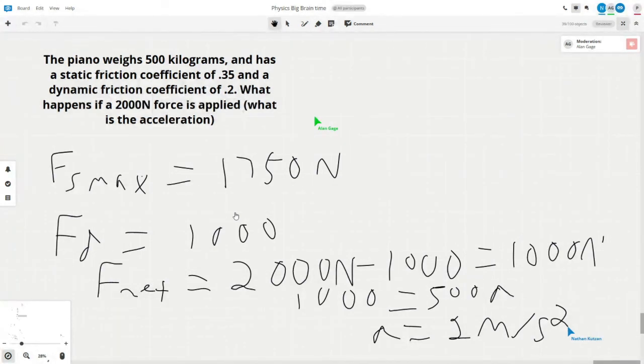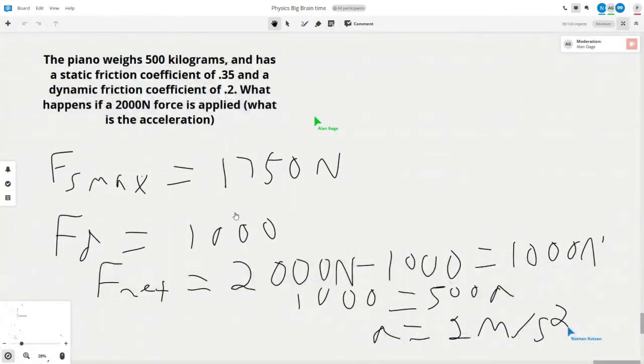Sorry. Okay. So it's basically you solve for your static friction first, and you look to see if the force that's acting on the object is greater than the maximum static friction. If it's less than the maximum static friction, the object just won't move. If it's greater than the maximum static friction, then you have to calculate the dynamic friction force, and then get your net force and calculate it that way. Does that make sense?